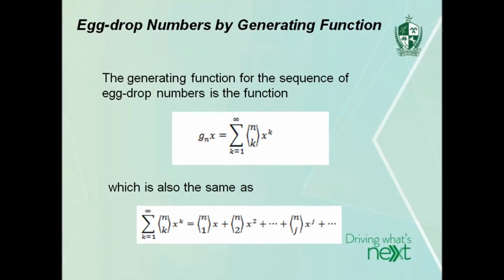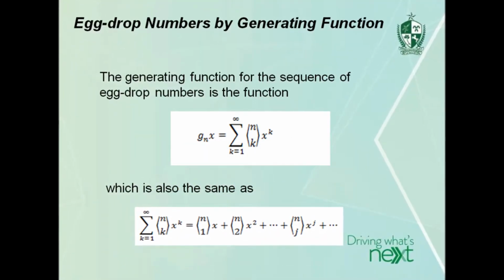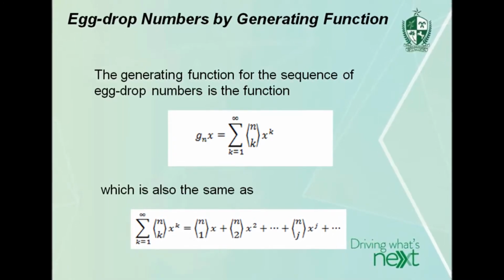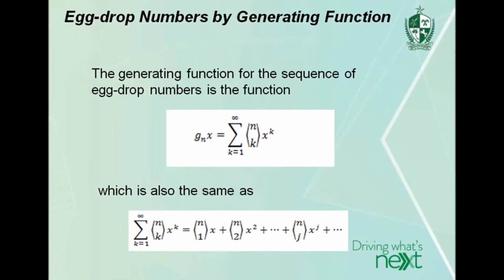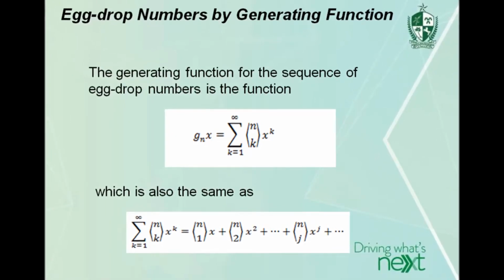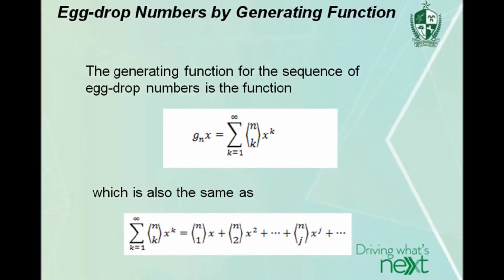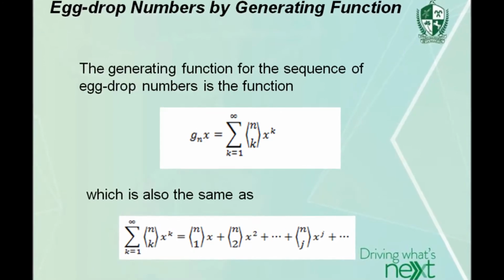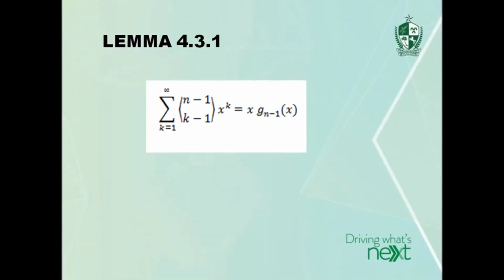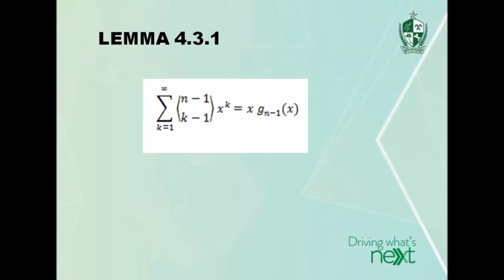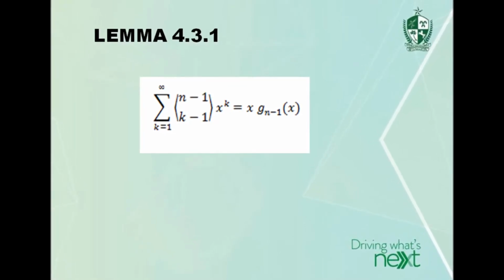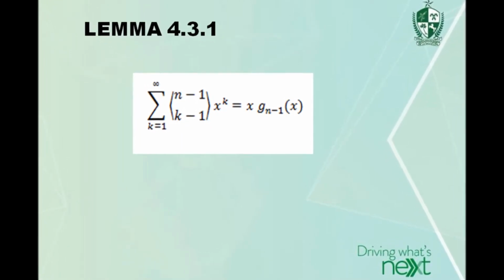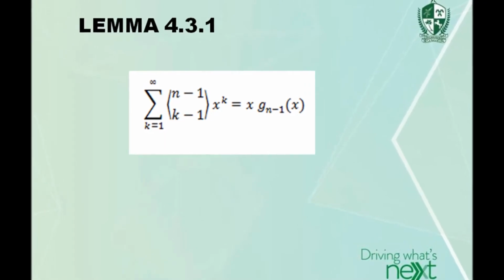Egg drop numbers by generating function. The generating function for the sequence of egg drop numbers is the function g sub n of x equal to the summation of n drop k x raised to k, where k runs from 1 to infinity. This is also the same as the expression below. Lemma 4.3.1. The summation of n-1 drop k-1 x raised to k, where k runs from 1 to infinity, is equal to x g sub n-1 of x.